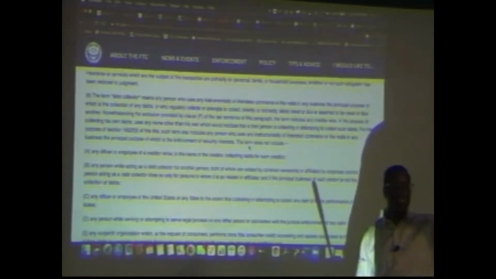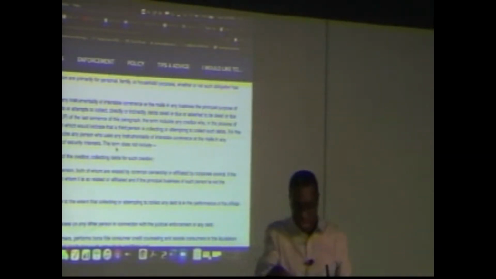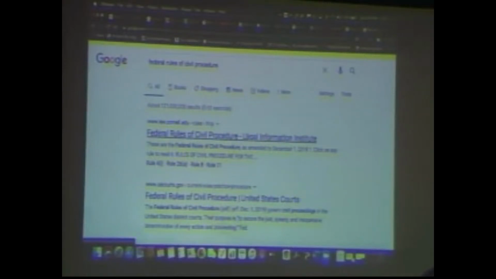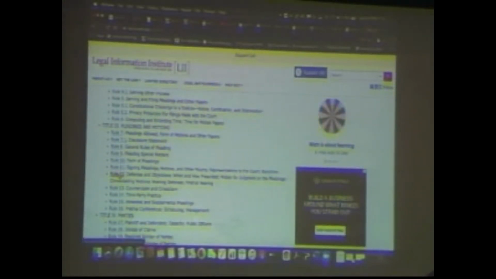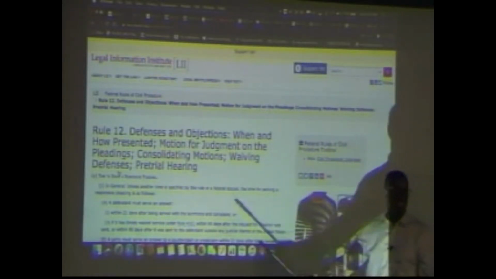Okay? Motion to dismiss. If it's in all caps, motion to dismiss, failure to join the proper party. You know, you go read those, read 12, I'll pull them up. Federal Rules, Civil Procedure. Rule 12. These are all defenses. Whenever you get into a case, always start with a motion to dismiss.